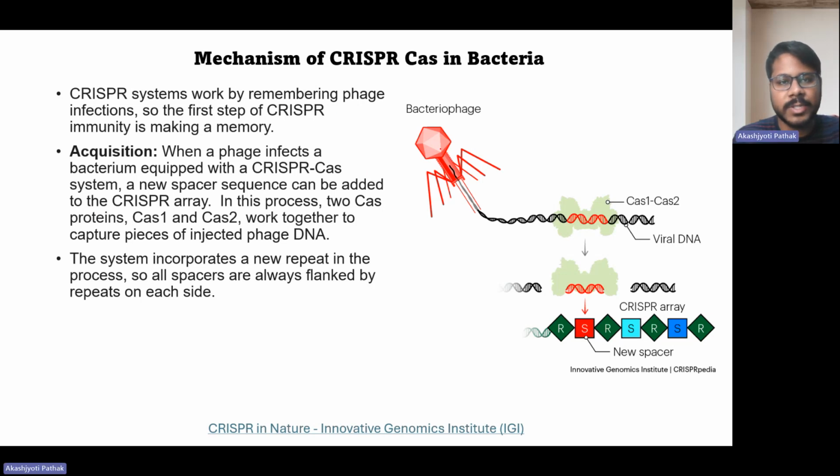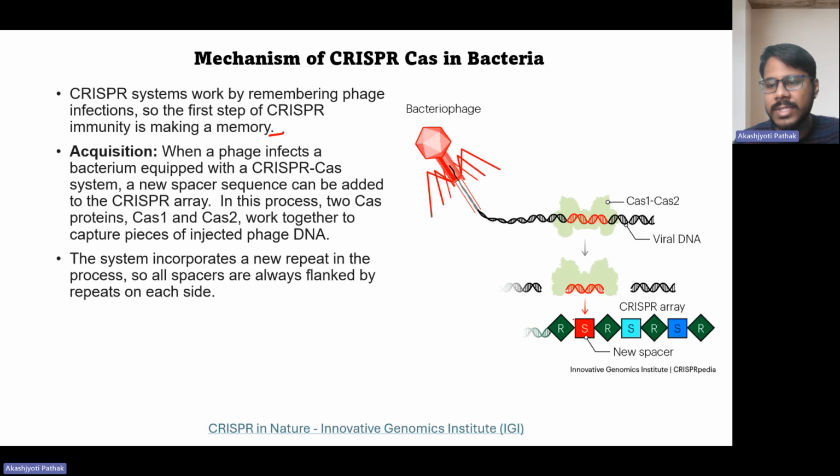Here it is shown that the CRISPR system basically works by remembering the phage infection. So the first step of CRISPR immunity is making a memory. Okay, so this is a phage which has attacked a bacterium, and when the phage infects a bacterium equipped with a CRISPR-Cas system, then a new spacer sequence can be added to the CRISPR array.